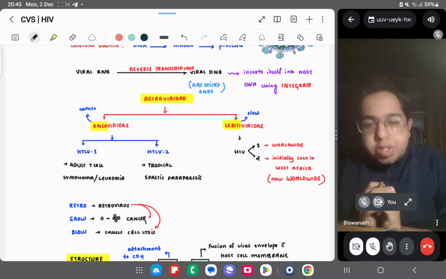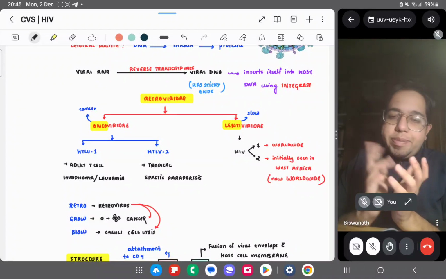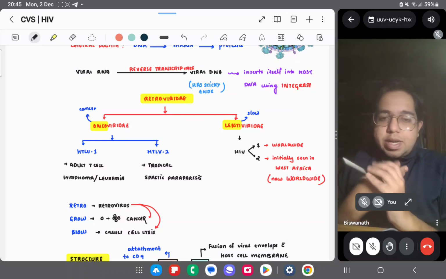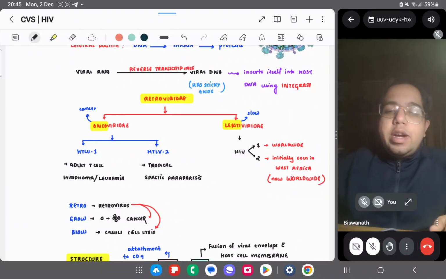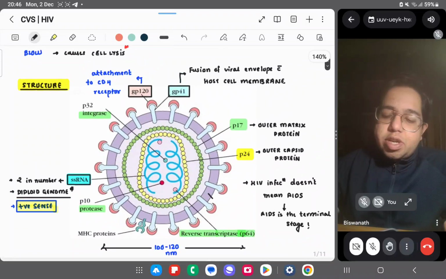So when we look at the structure of the HIV virus, we'll see that we have three enzymes. One is the protease, one is the integrase, and one is the reverse transcriptase, right? Three enzymes. And we have a diploid genome. This virus has a diploid genome. We'll look at this as we move ahead. So I was talking about the structure.